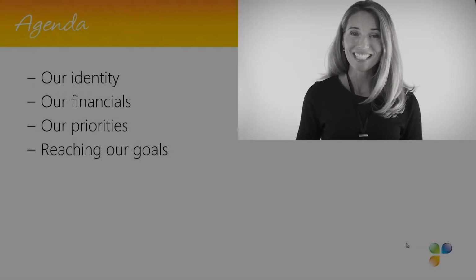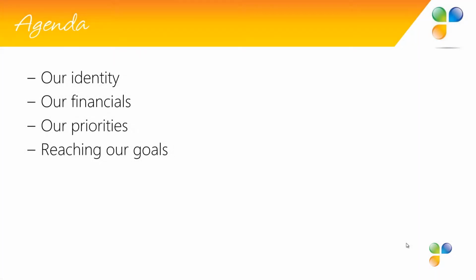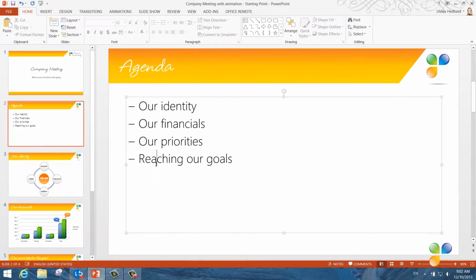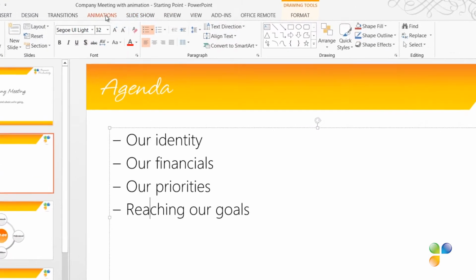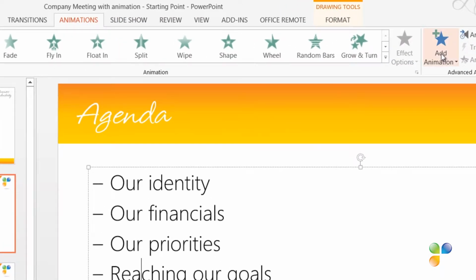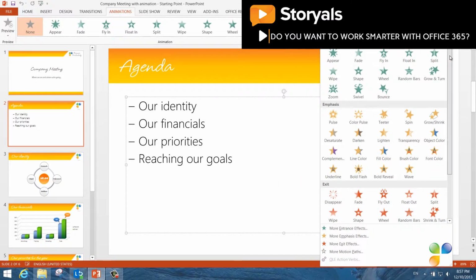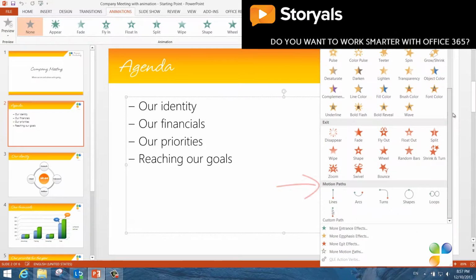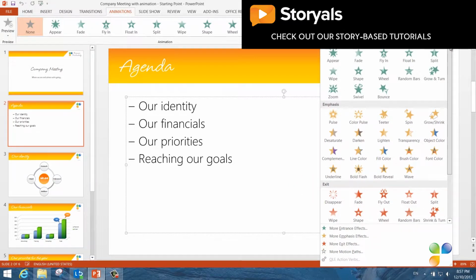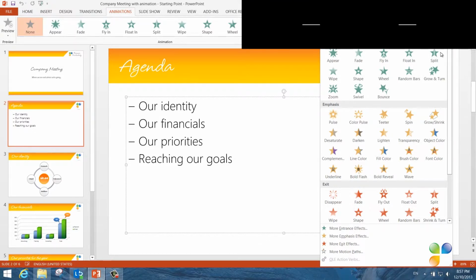To apply animation to text, mark the text box and on the Animation tab, click Add Animation. The animations are grouped into 4 different categories: entrance, emphasis, and exit animations, and finally motion paths. Here, I want to apply an entrance animation. Let's apply the fade animation.